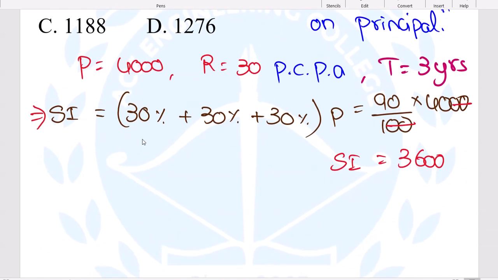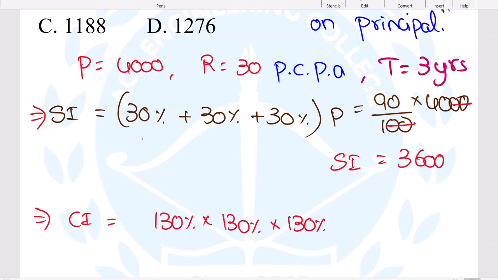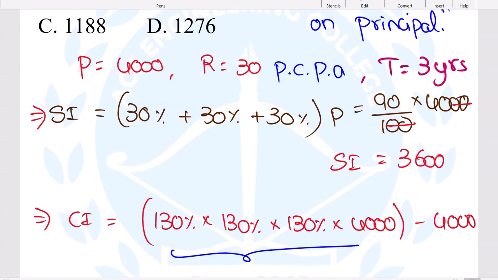Compound interest for 3 years. See, compound interest is a multiplication effect. First year how much interest? 30%, but I am writing 130%. Second year, 130. Third year, 130, on principal 4,000, minus 4,000 we are doing. I'll explain, wait. See, this is called the compound amount, CA.